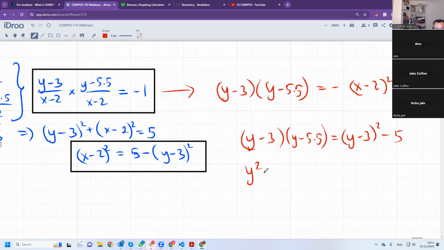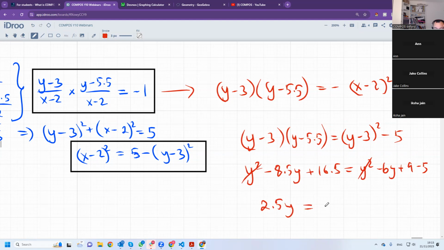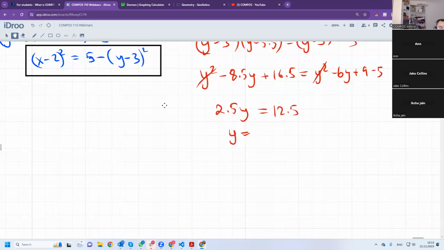So y squared minus 5.5 minus 3 minus 8.5y plus 16.5 equals y squared minus 6y plus 9 minus 5. And wow, y squared cancels. And we've got 2.5y is equal to 12.5. Y is 5.